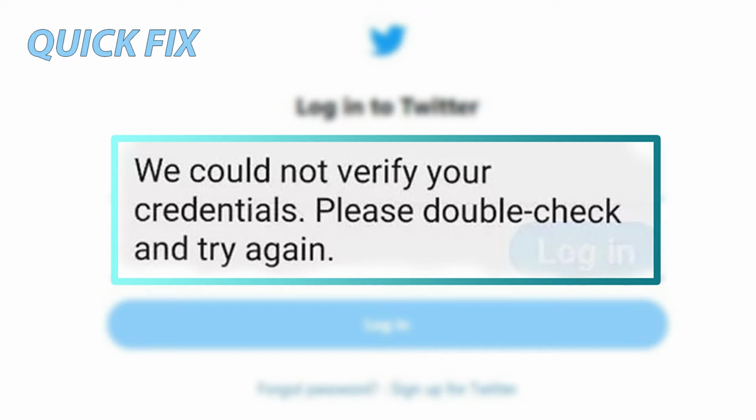So it's not a very common error and very few people know about how to fix this error. I was facing it while I was logging into Twitter from my PC, and whenever I gave my number and the password, it says we could not verify your credentials, please double check and try again.